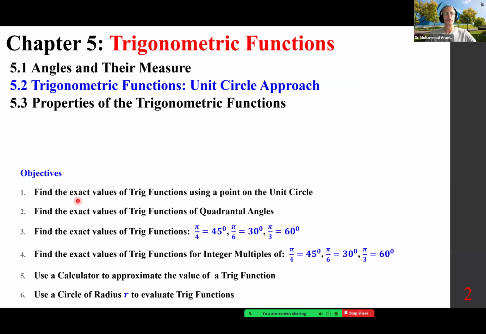The objectives are to find exact values of trig functions using a point on a unit circle, using the exact values of trig functions of quadrantal angles, finding the exact values of trig functions of pi over 4 or 45 degrees, pi over 6 or 30, pi over 3 or 60 degrees, and exact values of their integer multiples. Use a calculator to approximate the value of a trig function. Use a circle of radius r to evaluate trig functions.